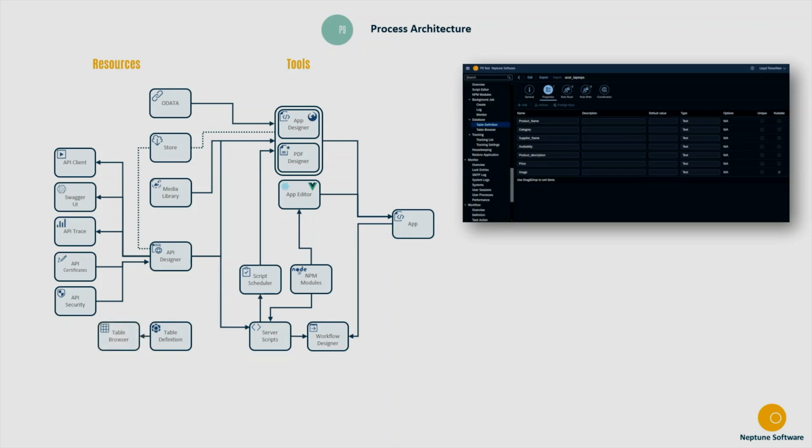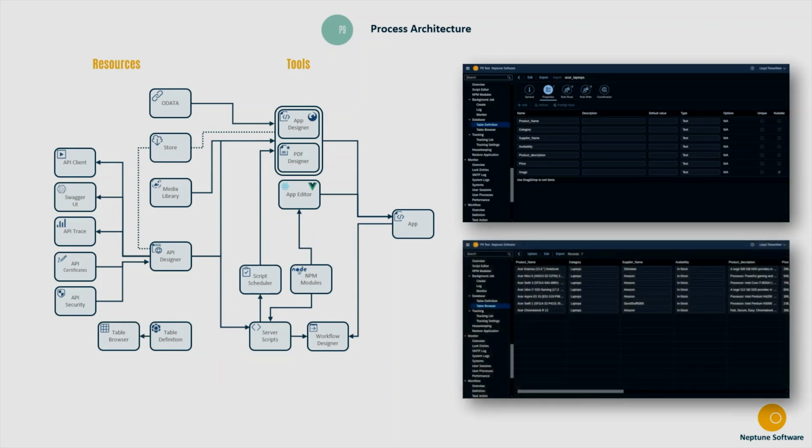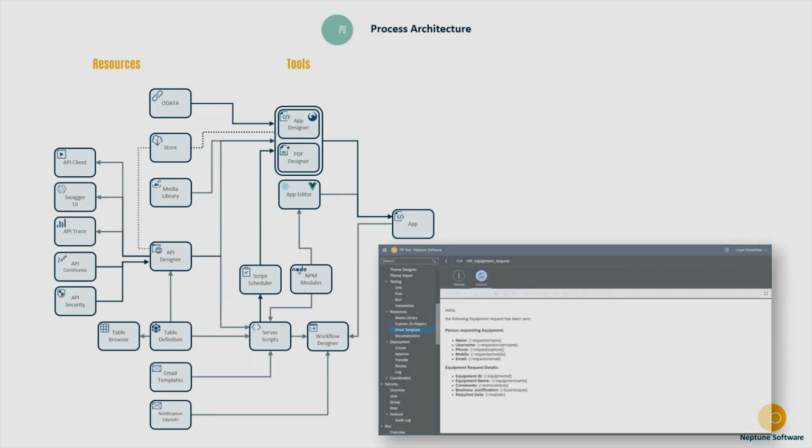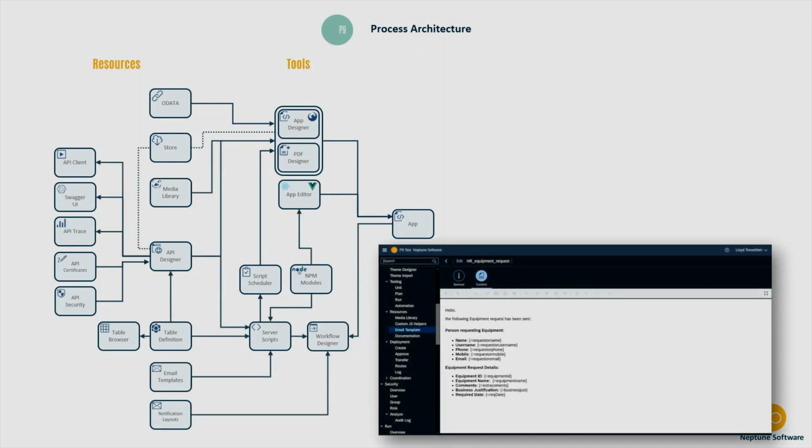Complementary to this is the table browser, which is used to view the table data and allows you to add, delete, and update the data records. The tables can be consumed by the API Designer or by server scripts. Planet 9 allows you to create email, and notification templates and layouts, which can be consumed by server scripts or within a workflow.